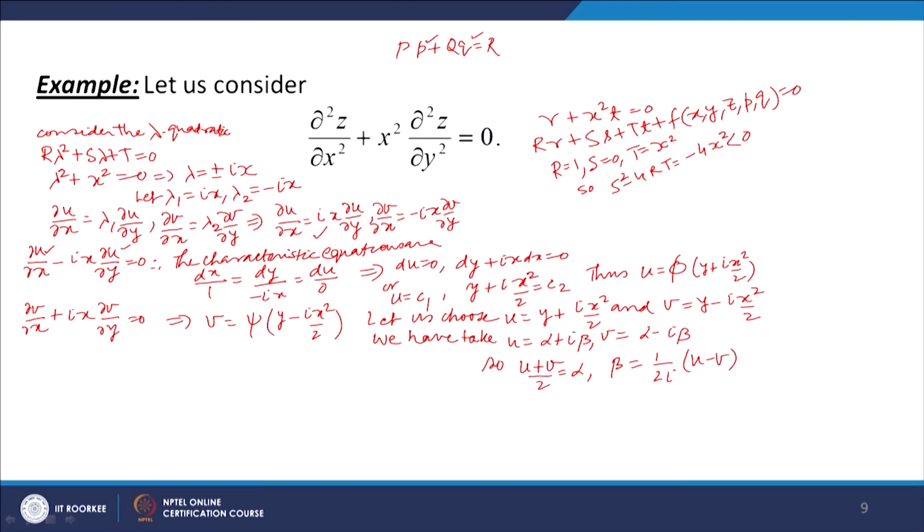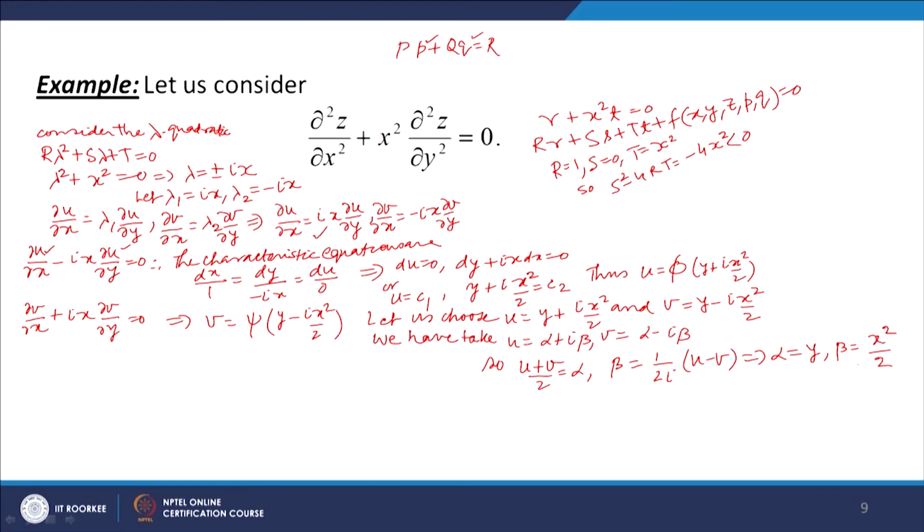Okay, so u plus v is equal to 2y. Okay, so this implies alpha is equal to y and beta is equal to u minus v. U minus v is 2i x square by 2. So, beta is equal to x square by 2. Okay.